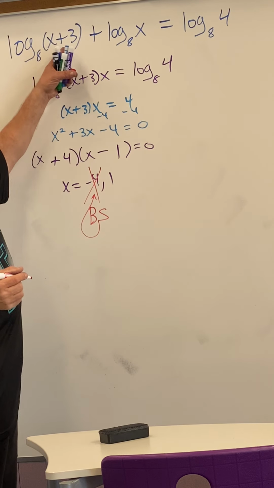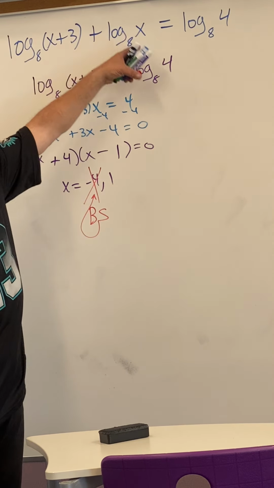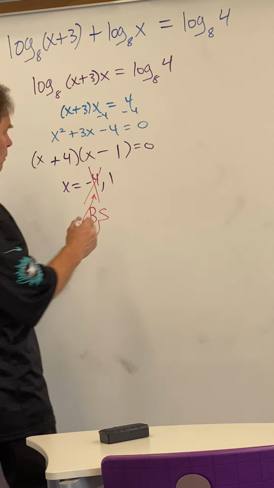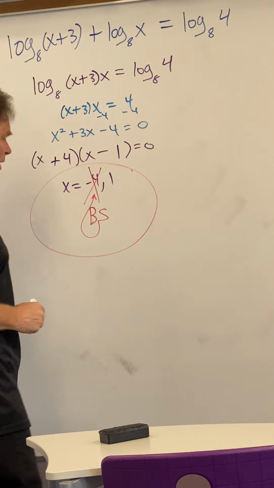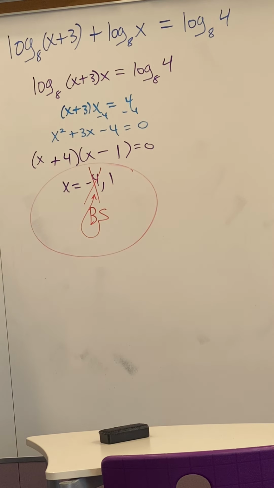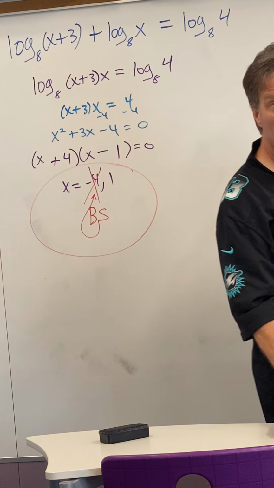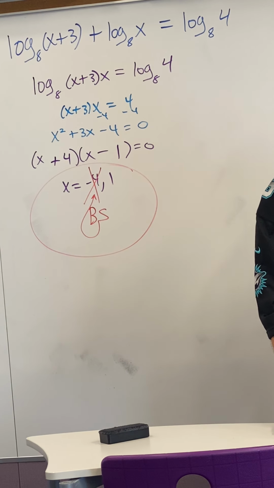Let's try 1. 1 plus 3 is 4. That's positive. That's good. 1 is positive. That's okay. So everything looks good there. So the correct answer is x equals 1. Negative 4 was a potential solution, but it's bogus. Okay. Tuck it away.